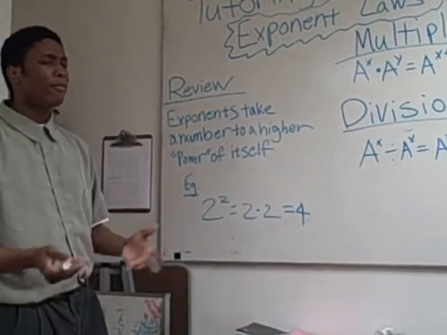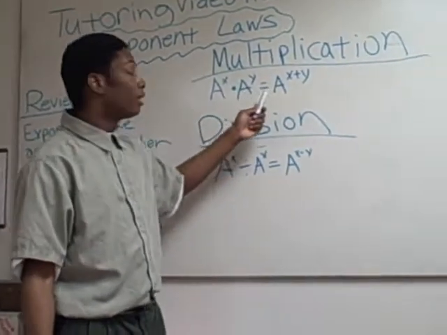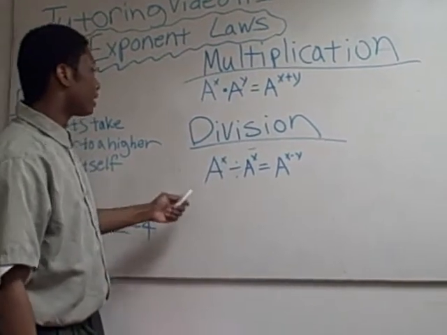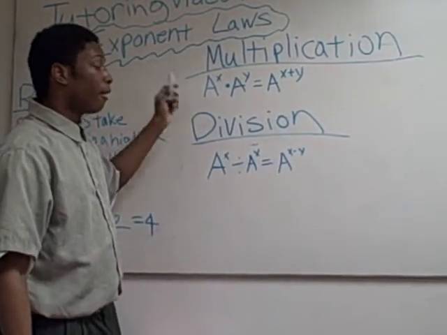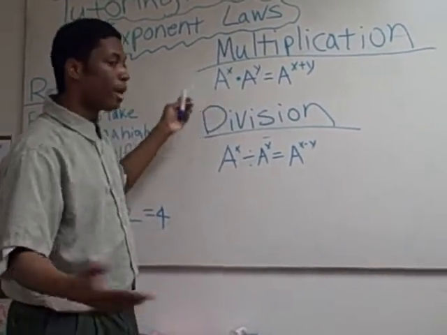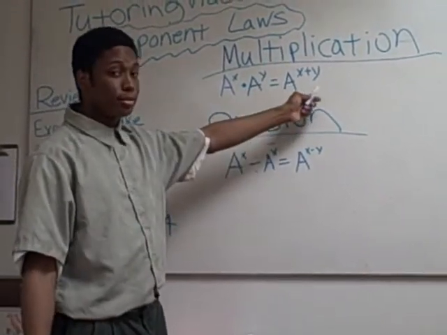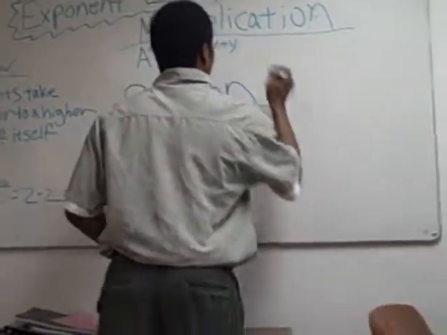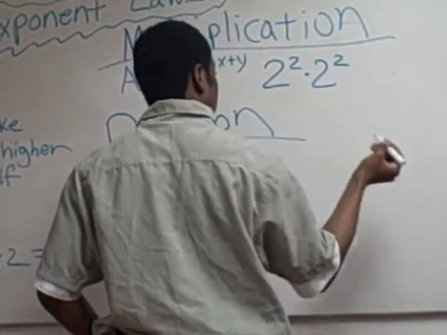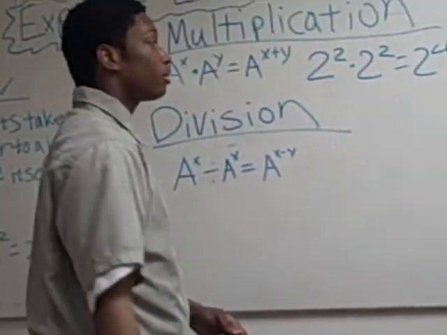But how do we go even further with exponents? Well, we move over to the two laws over here. The law of multiplication and the law of division. Basically, it says that if two numbers that have the same base are multiplied by each other, you can add their exponents. For example, take 2 squared times 2 squared. Well, that equals 2 to the power of 4. That also equals 16.